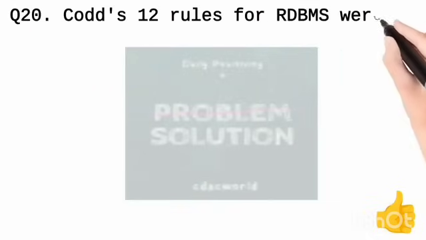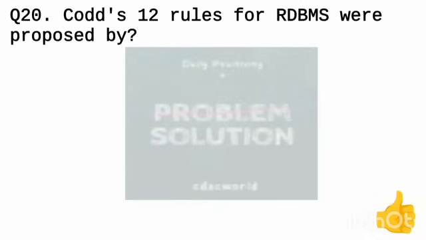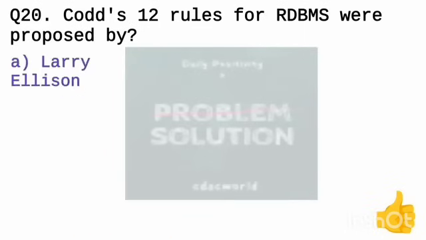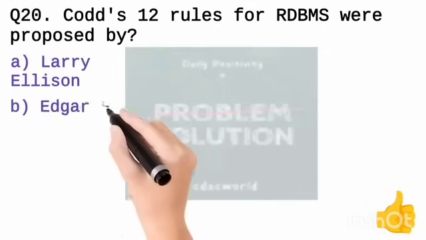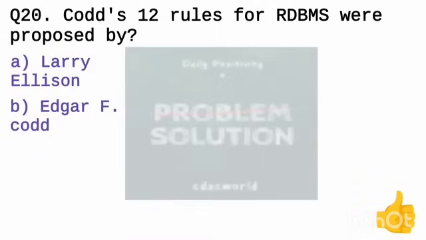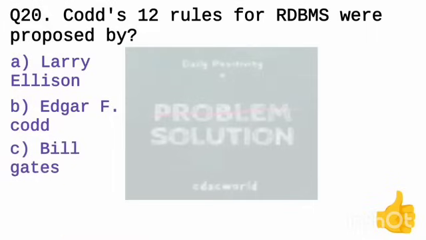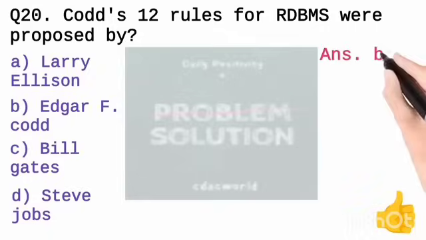Query number 20. Codd's 12 rules for RDBMS were proposed by? Option A, Larry Ellison. Option B, Edgar F. Codd. Option C, Bill Gates. And option D, Steve Jobs. And the answer is B, Edgar F. Codd.